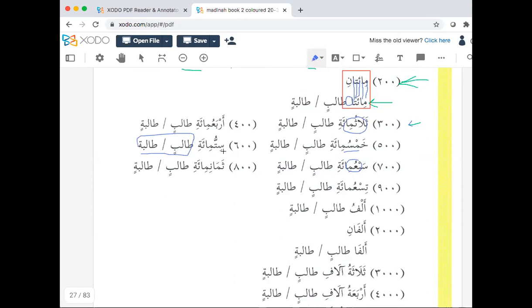You're not going to say sittatu mi'ati talibin, no, with the double ta. Or arba'atu mi'ati talibin, no. You say arba'u mi'ati talibin. You also say arba'u mi'ati talibatin. So why are they joined? Because there's no need to separate them. You would separate them when at times maybe there's a marbuta coming, but in this case it's fixed. So there's no need to separate them. Wallahu a'lam.